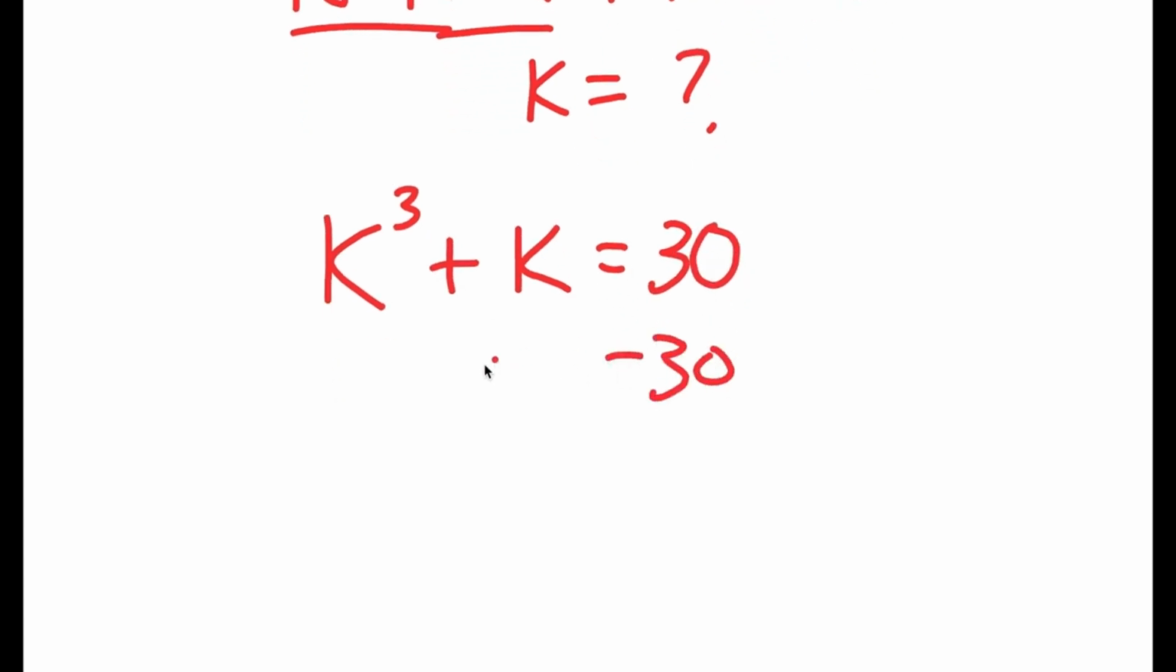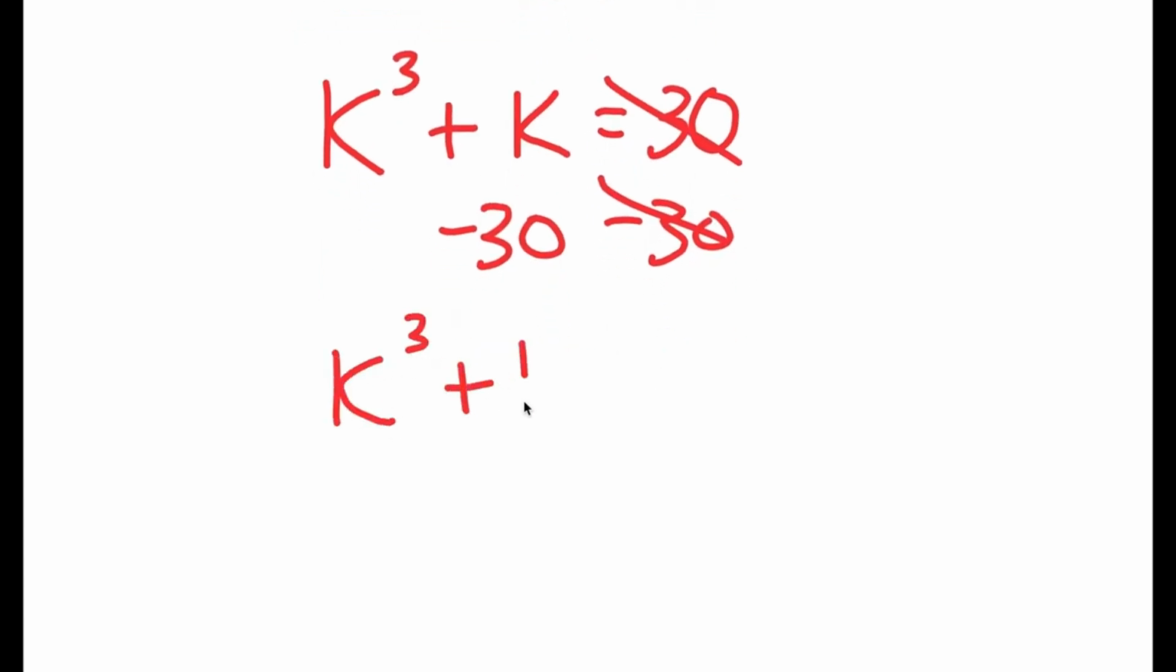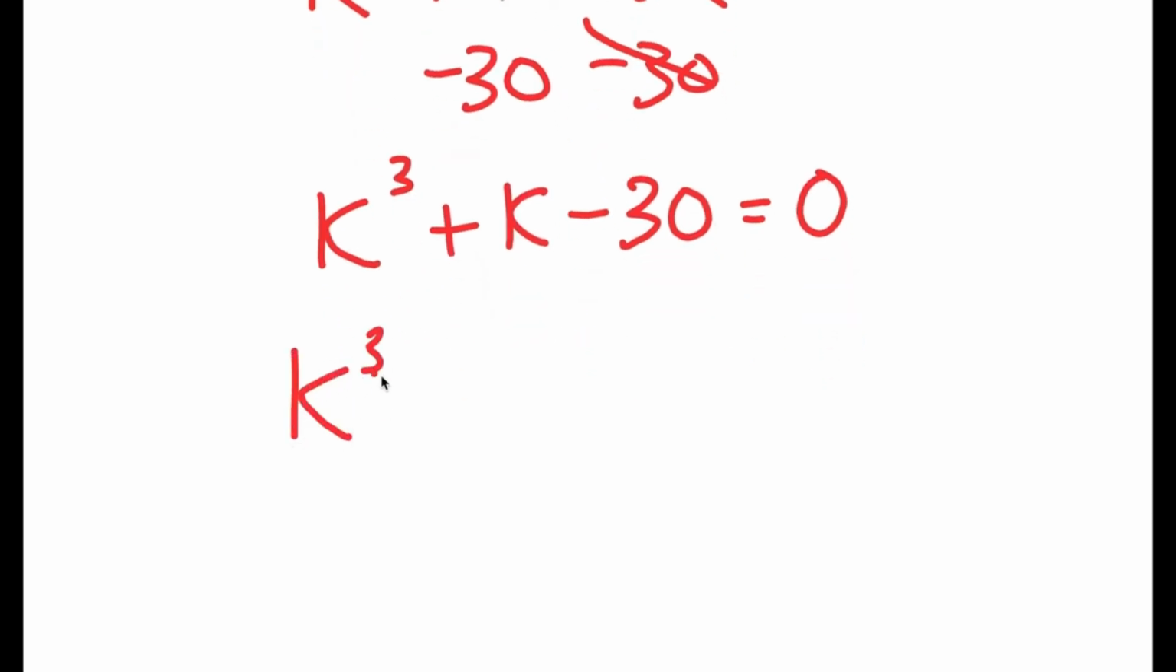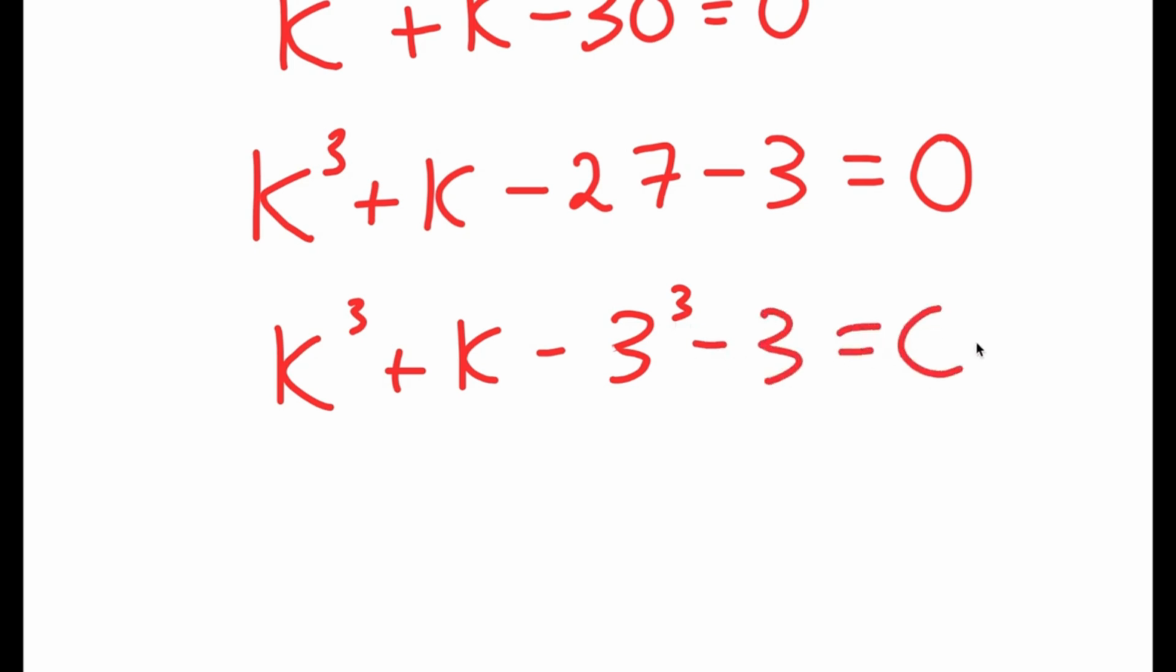And now I'm going to subtract 30 on both sides. So I get k to the power of 3 plus k minus 30 is equal to 0. Now I'm going to rewrite this as k to the power of 3 plus k minus 27 minus 3 is equal to 0. And 27 is the same thing as 3 to the power of 3. So I get k to the power of 3 plus k minus 3 to the power of 3 minus 3 is equal to 0.